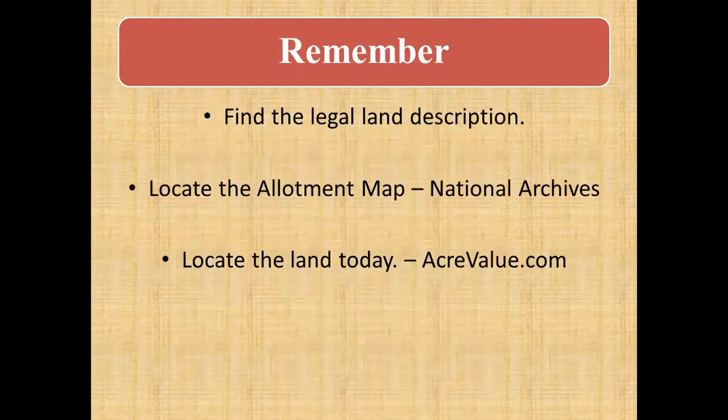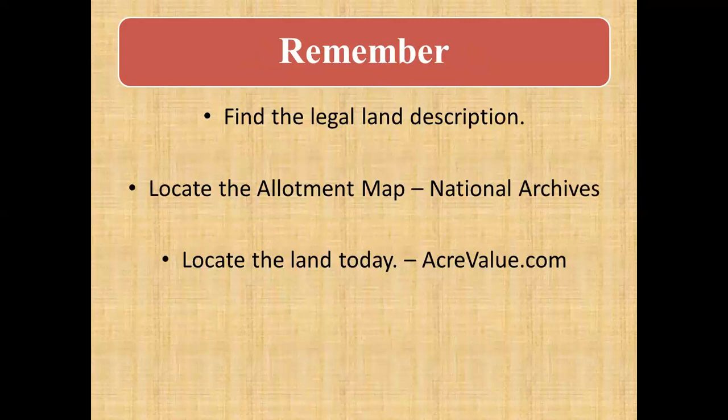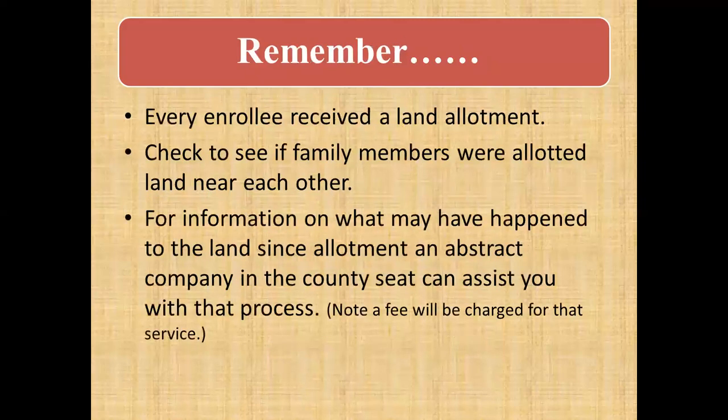So simply remember, find the legal land description, locate the allotment map from the National Archives, and locate the land today on AcreValue. But one other thing too, it's important as you zoom out, as you remember some of the neighboring towns and communities appear, and you can actually see from the AcreValue site, you'll be able to see the names of streets or country roads and so much more. So you want to really get into it, play with the site. There's a lot to find.